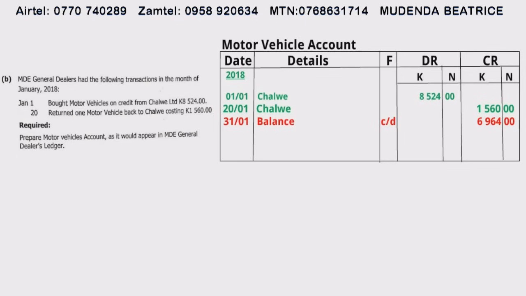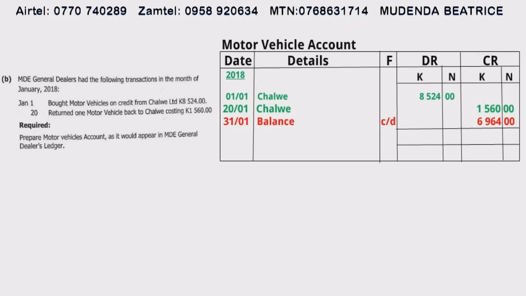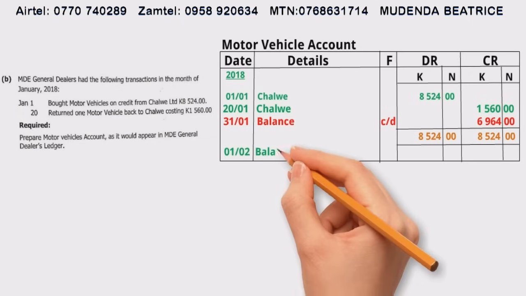On 31st January 2018, we're going to write balance carried down, 6,964 kwacha. Okay, now after I've done this, when we balance these two columns, debit and credit, they should give us 8,524 on both sides. So when you add 1,560 plus 6,964, it will give you 8,524.